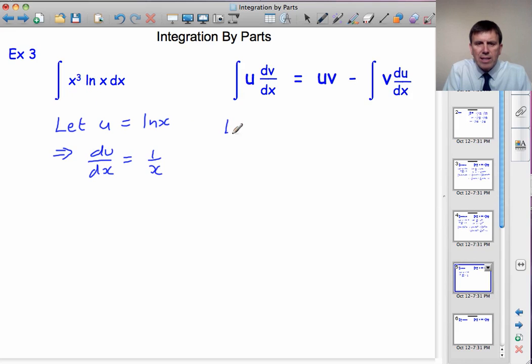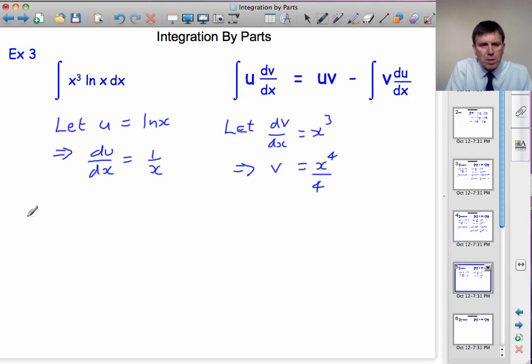So we say let dv by dx equal x cubed. And we can integrate that to give v is x to the power 4 divided by the new power 4. And now we can substitute into our expression the integral of x cubed log x dx is given by uv, which is log x multiplied by x to the 4 over 4. Usually write the log last.